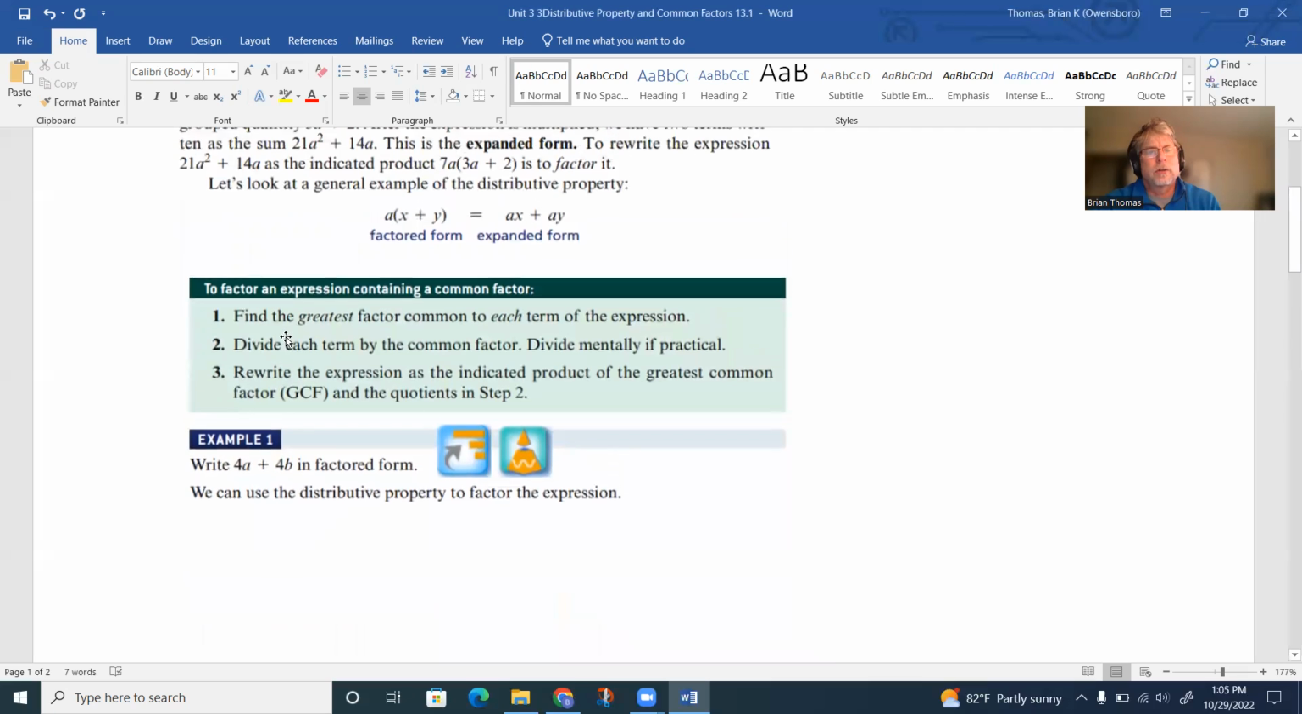The first way we're going to factor an expression is by looking for a common factor. What we want to do is find the greatest common factor of each term of the expression, and then divide each term by the common factor. We want to divide this mentally if practical. And then we want to rewrite the expression as a product of the greatest common factor times the remaining piece.